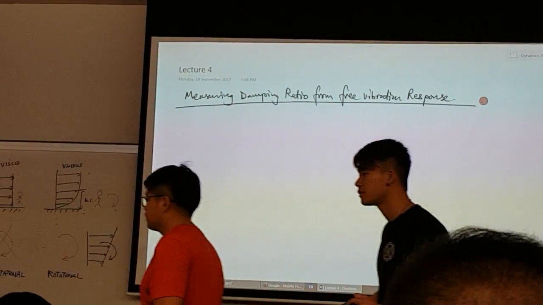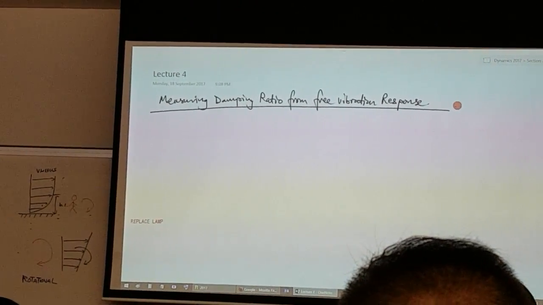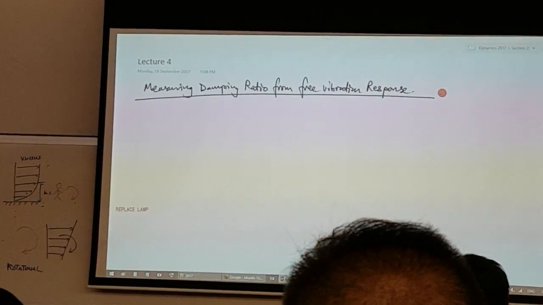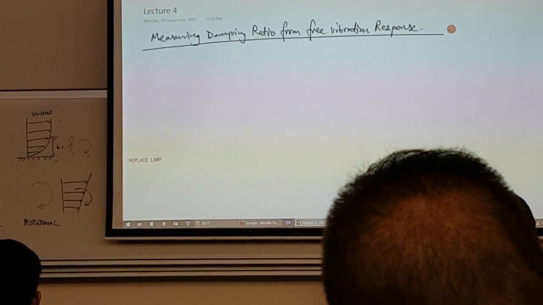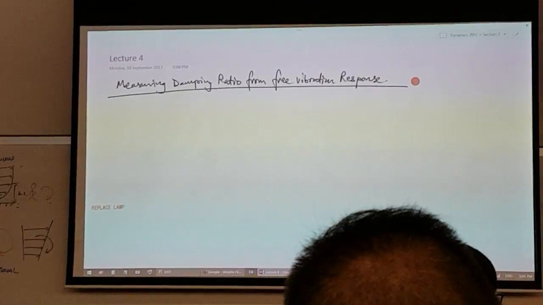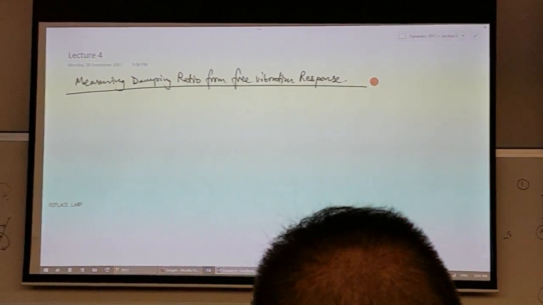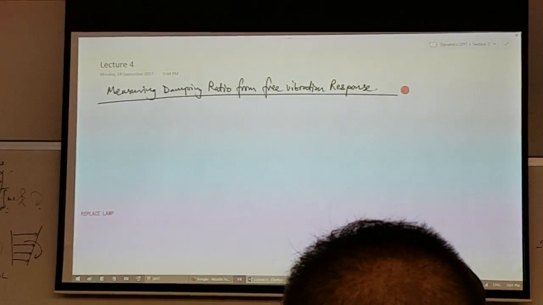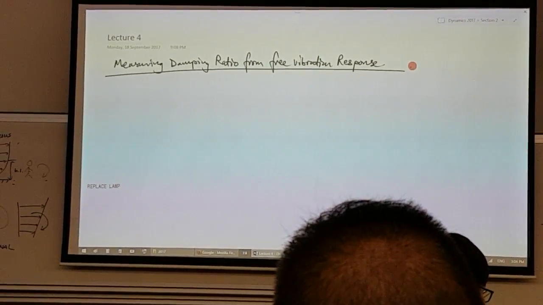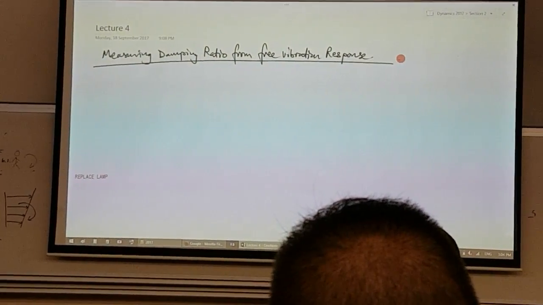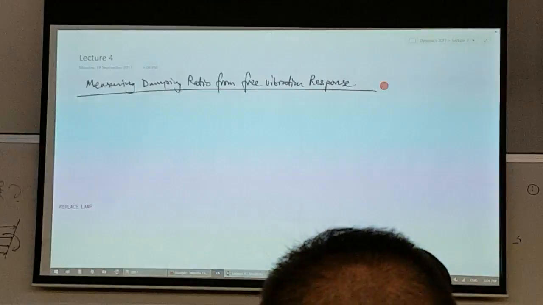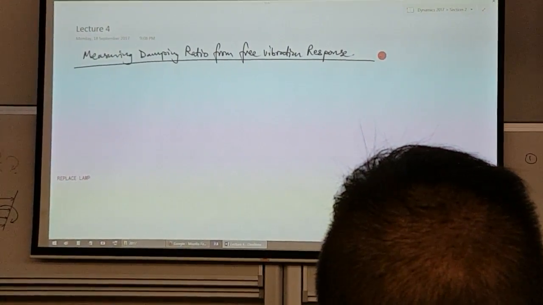So this one is about measuring the damping ratio. And yeah, I forgot to say that next week you will have your lab. You're gonna have your lab 2 weeks later. 2 weeks later you're gonna have your lab. Have a look into your Moodle.